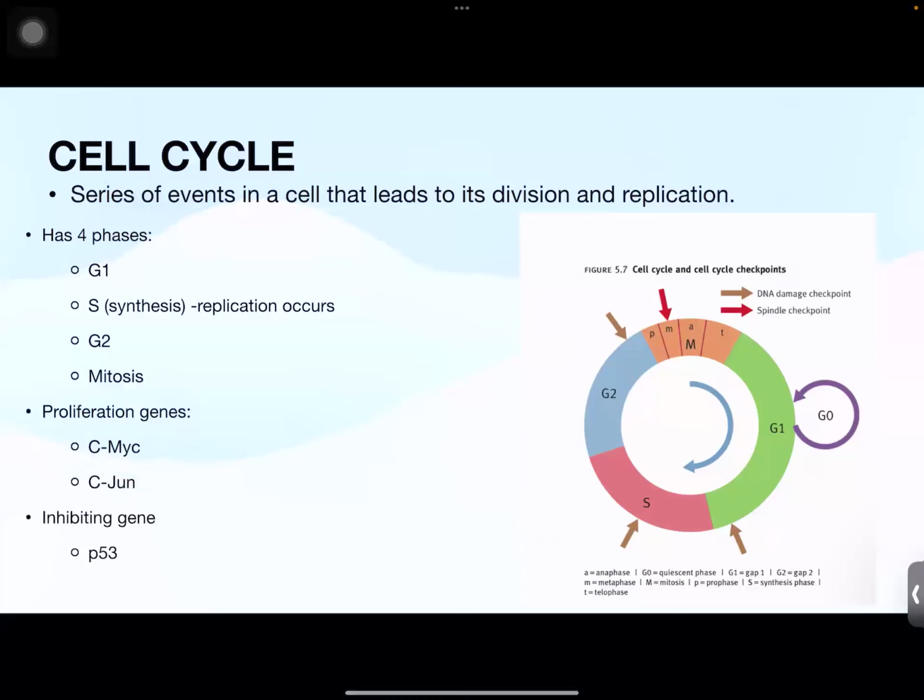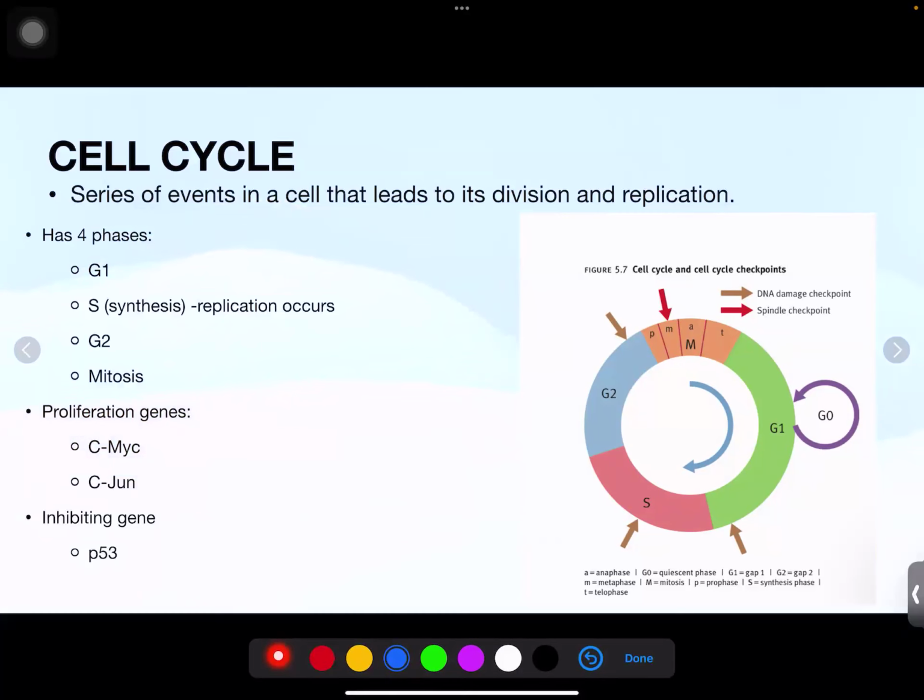So coming to our next topic, which is the cell cycle. All of you must have read the cell cycle many times before, even in biology, in our matric and FSC. So we are just going to revise all our previous knowledge. What is the cell cycle? It is a series of events in a cell that leads to its division and replication. So you know the meanings of these: divide and replicate.